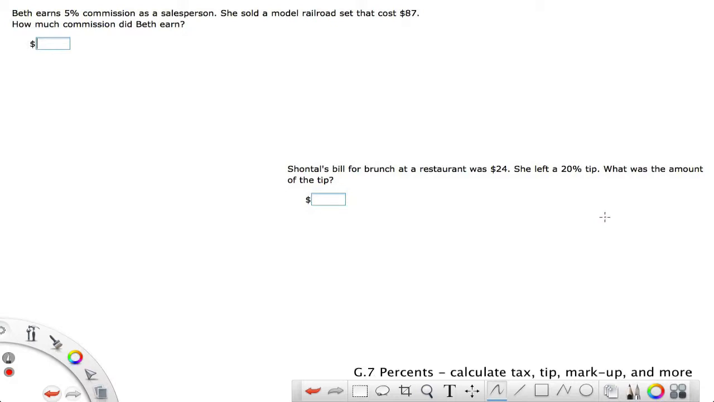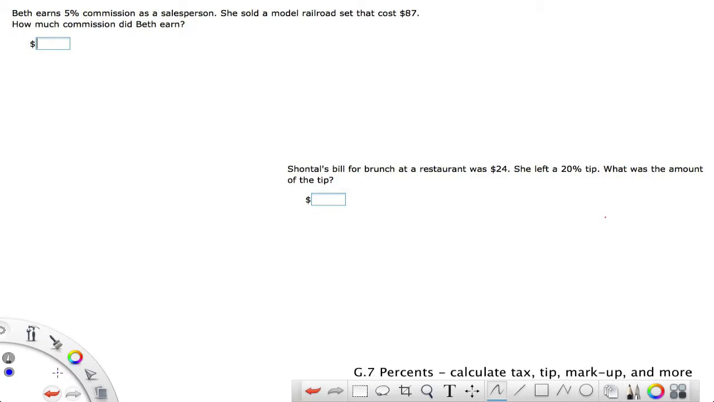This is IXL for grade 6, section G8, and I will say this is probably the skill you will use the most in your entire life. When you go out to eat at restaurants, when you go out shopping, this is the stuff you'll be doing all the time. So being able to do this quickly and accurately is very handy. So let's get to it.